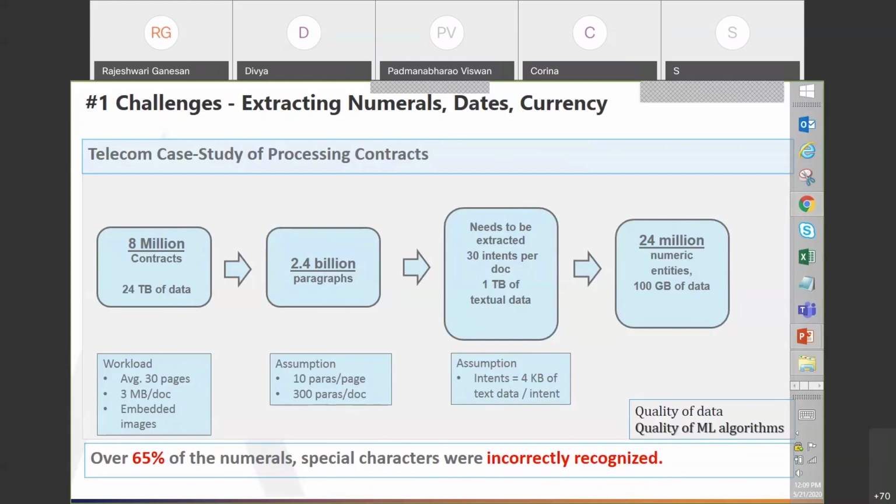So in all, if you look at these 88 million contracts, we had close to 24 million numeric entities to be extracted, which is rent amounts, percentage increase in rent, term, termination, and so on, right? Now, given the problems which I described above, over 95% of the numerals were incorrectly recognized the first time, right? So when we took these documents and processed them through an OCR tool, we realized about 65% of them had quality issues.